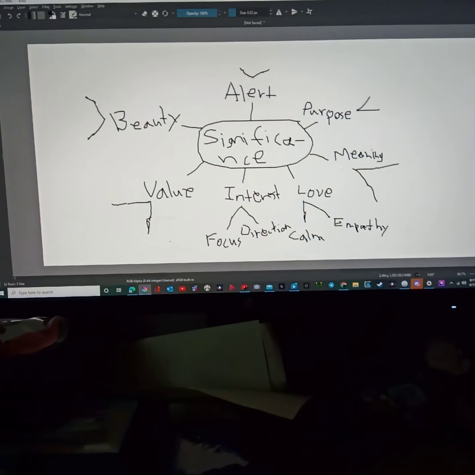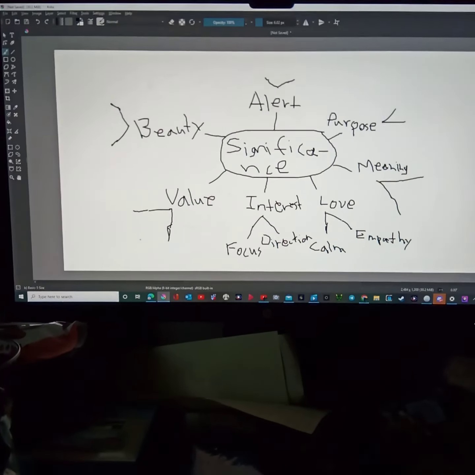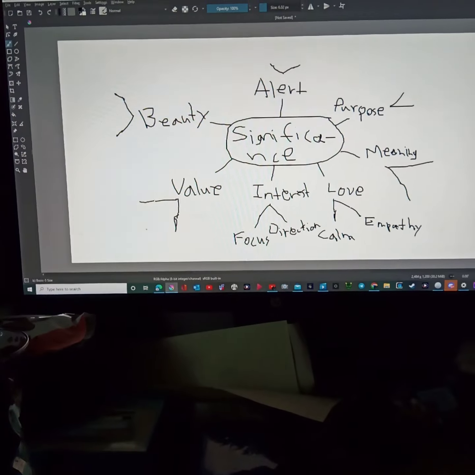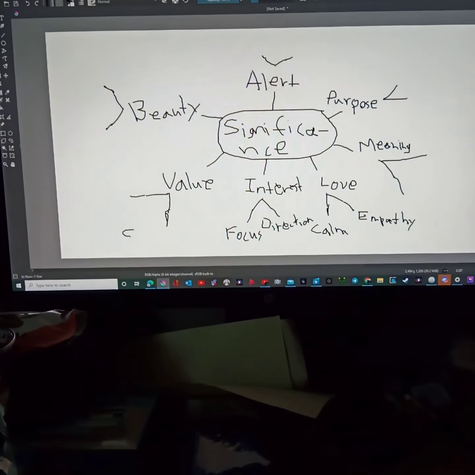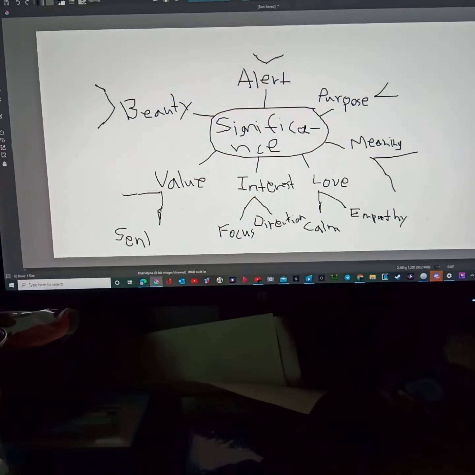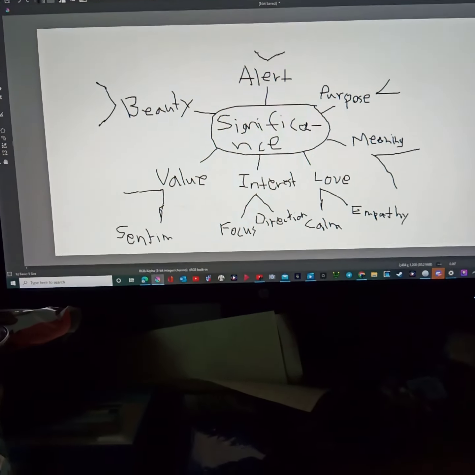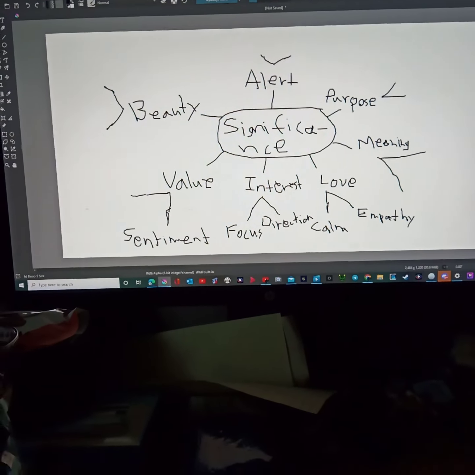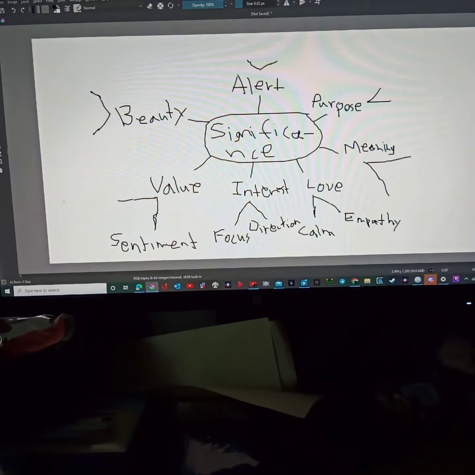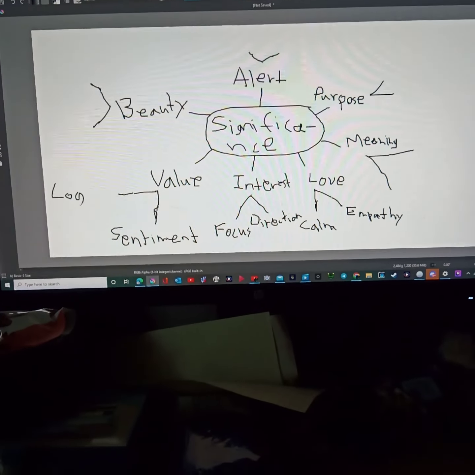Okay, now we got value. Value is gonna have, oh, I got so many branches, dude. Holy crap. Value is gonna have sentiment. I could try to explain this before I end the video at least. Sentiment and logic.